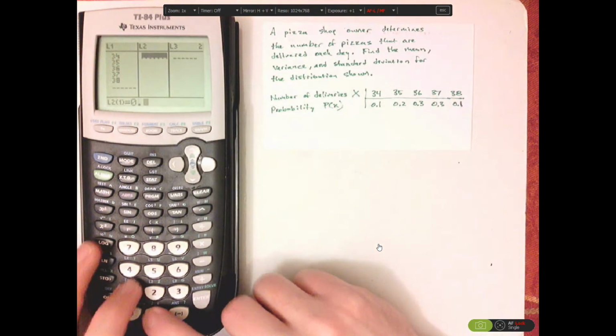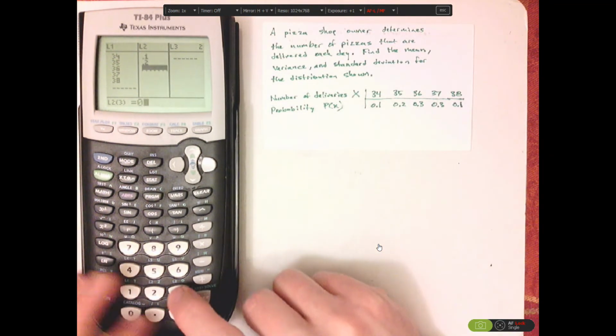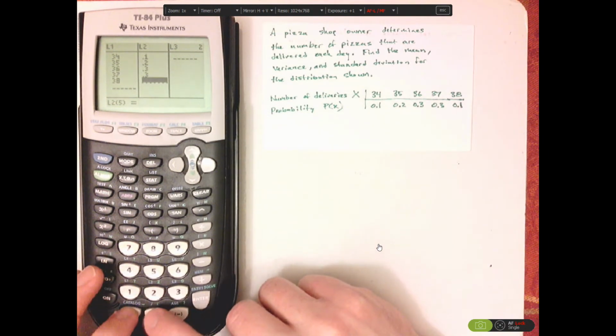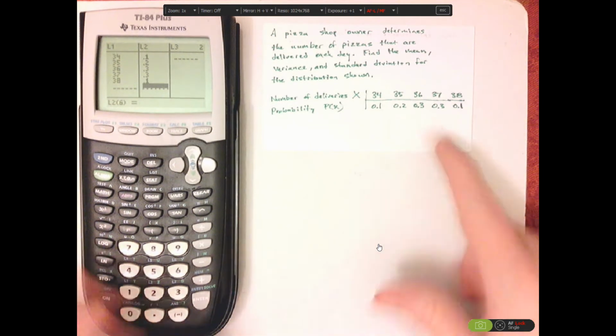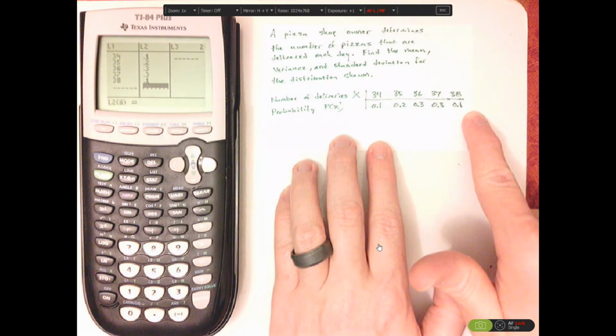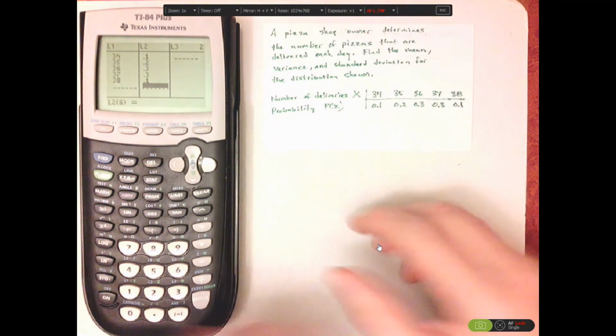Then we have 0.1, 0.2, 0.3, another 0.3, and 0.1. Now all of these should add up to 100% or 1, which they do.